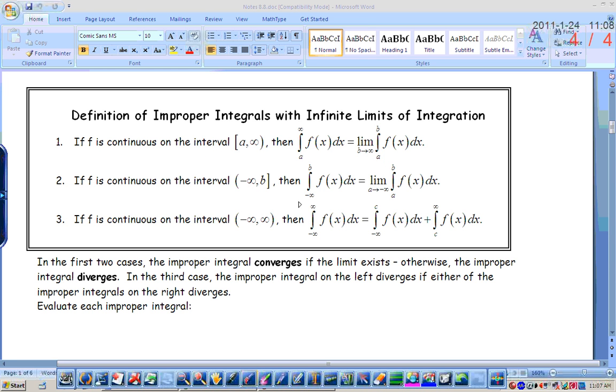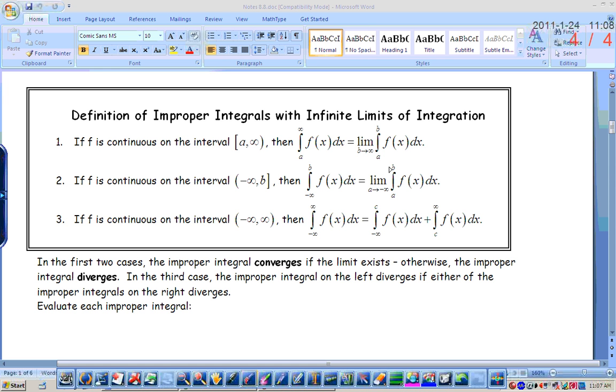Sometimes you'll have a negative infinity as your lower limit. So instead of integrating from negative infinity to some constant, we can take the limit as, say, a approaches negative infinity and integrate from a to that constant. If we're replacing the number on the bottom, we usually let that be a. If we're replacing the number on top, we usually let that be b. But you can use any variable that you want.